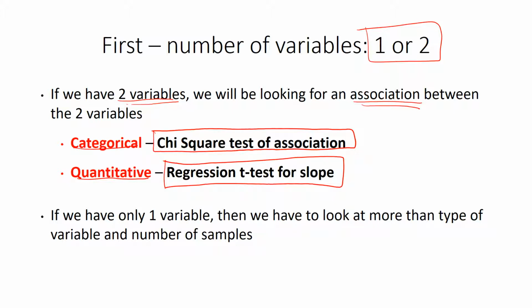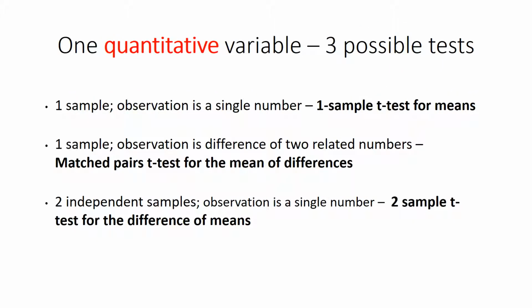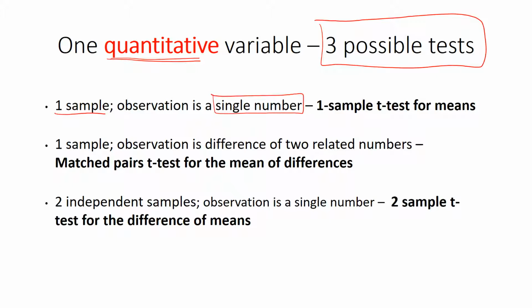If we have only 1 variable, then we have to look at more than just the type of variable and the number of samples. If we have 1 quantitative variable, we have 3 possible tests. Only 1 sample, and each observation is a single number. That means each data point is just 1 single number, and we have only 1 sample. We will use a 1 sample t-test for means.